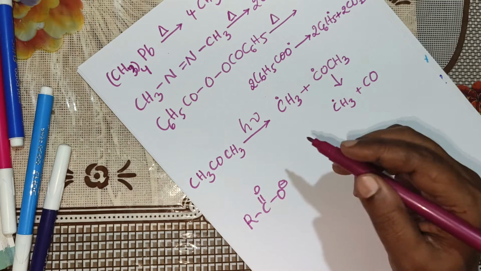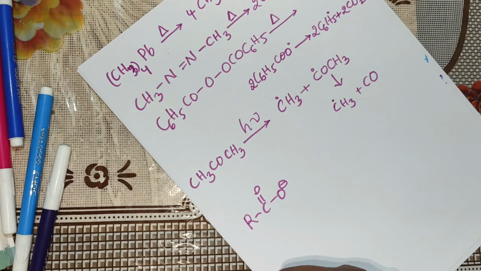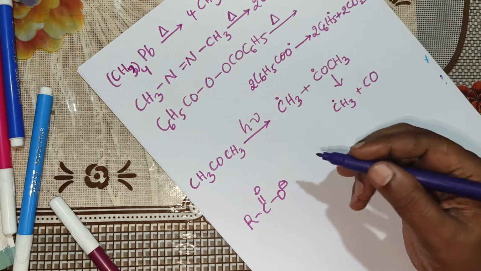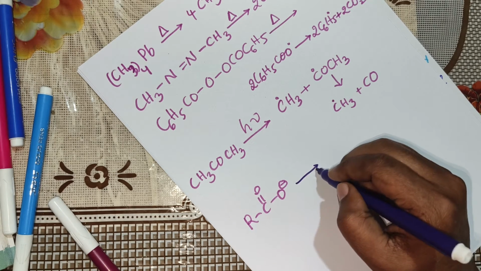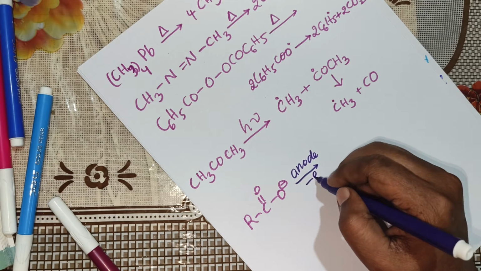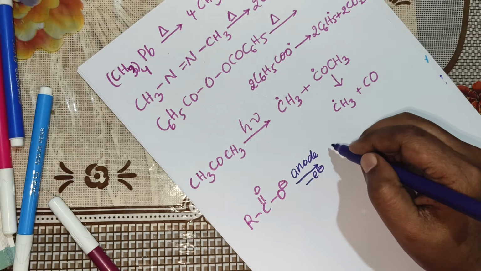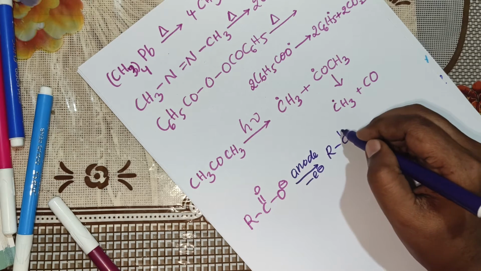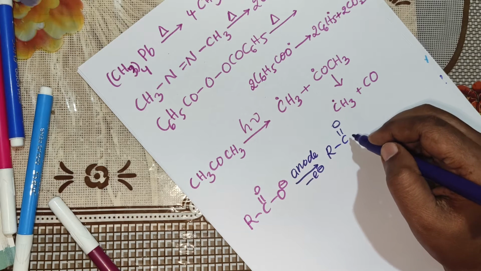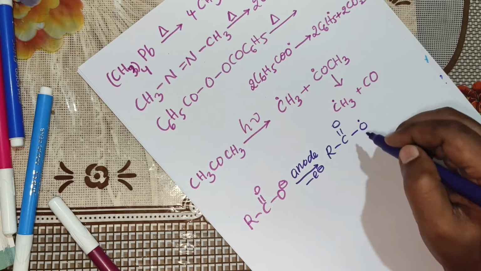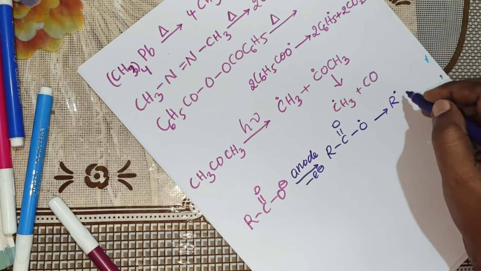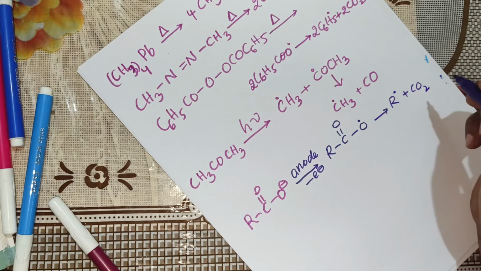Or C double bond O minus, you can see here. It gives rise to, at the anode, removal of electron takes place. At the anode, electron removal takes place, you can see here, giving C double bond O, O free radical, and R free radical plus CO2, you can say that.